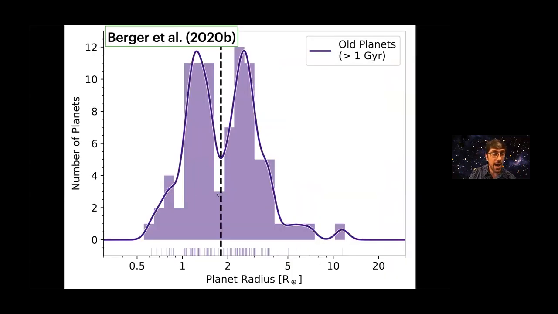So here we've got the number of planets now on the y-axis, not occurrence rate, and then on the x-axis, we've got our planet radii. Each of these ticks that you see at the bottom here are individual planet radii in the old planet distribution, which are planets that are older than 1 gigayear. And what we're interested in in this plot is the relative number of super-Earths to sub-Neptunes, where we define a super-Earth as any planet between 1 and about 1.8 Earth radii, and a sub-Neptune as any planet between 1.8 and about 3.5 or so Earth radii. And these are the definitions according to Fulton et al.